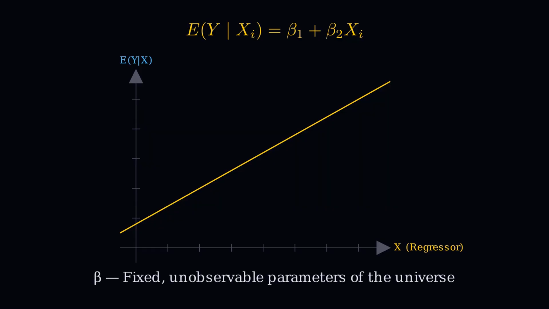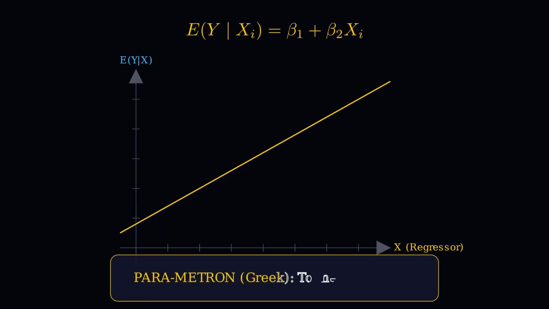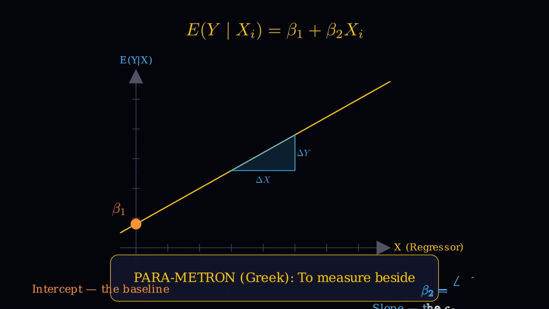But what are these Greek letters? They are the fixed, unobservable parameters of the universe. The word originates from the Greek para, meaning beside, and metron, meaning measure. They are the invisible rules measuring reality from alongside it. Beta 1 is the intercept, the baseline. Beta 2 is the slope. It tells us exactly how many steps Y will take, for every single step X takes.